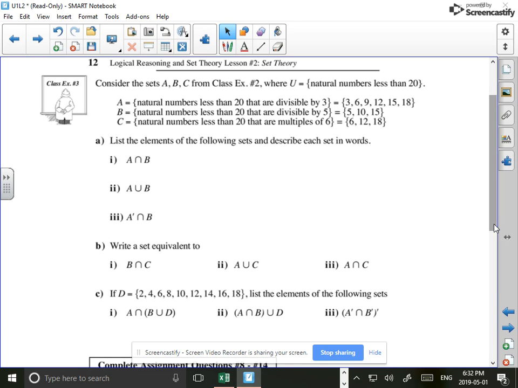So if we are looking at sets A, B, C from class example number 2, where U was the natural numbers less than 20, it's kind of nice, they don't make us split that. So we are looking at those sets. Now this is where we have to start remembering some of the words that they've just taught us.